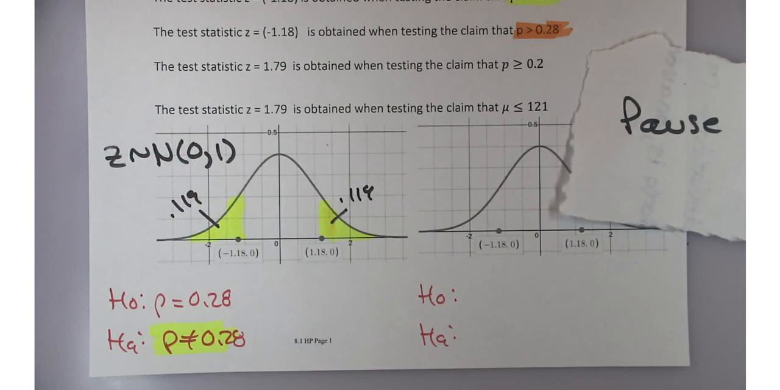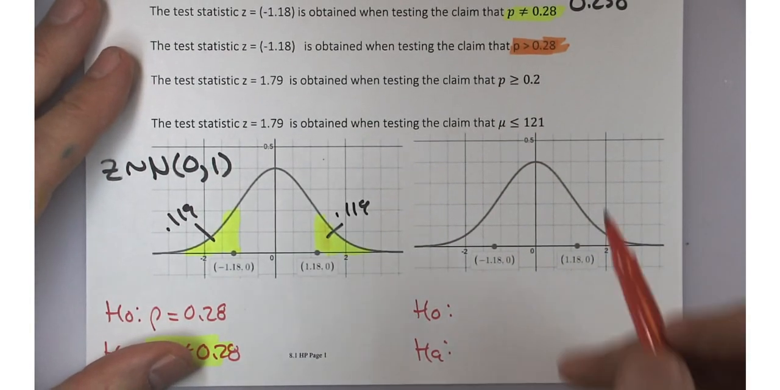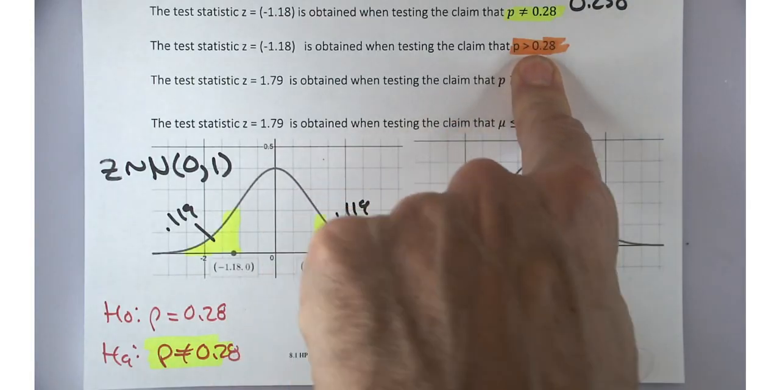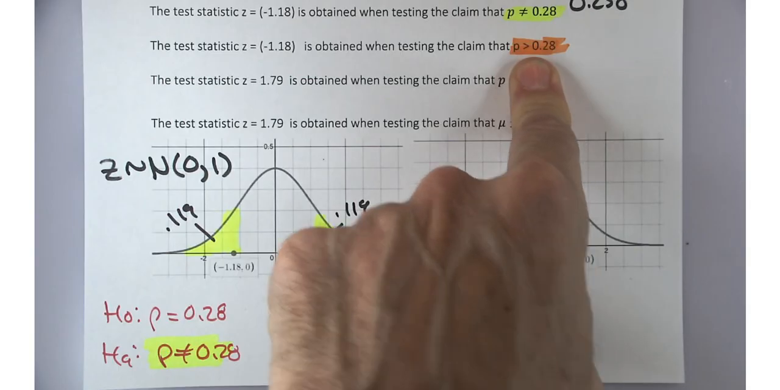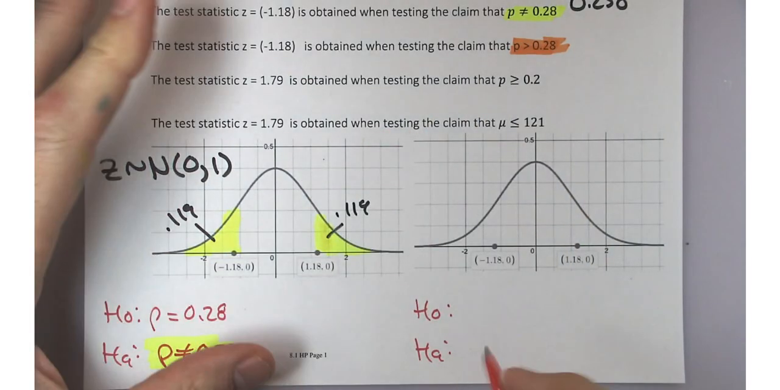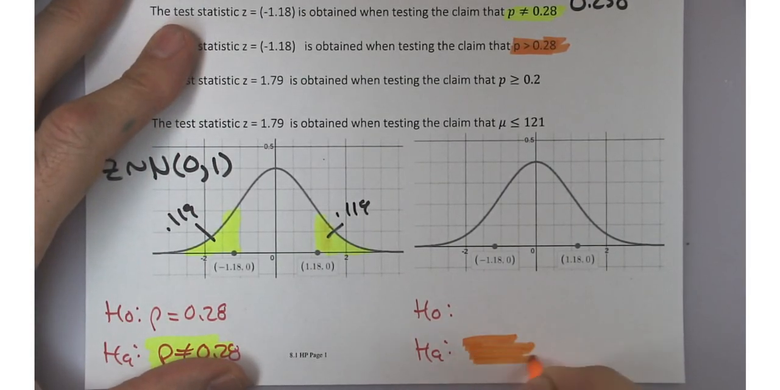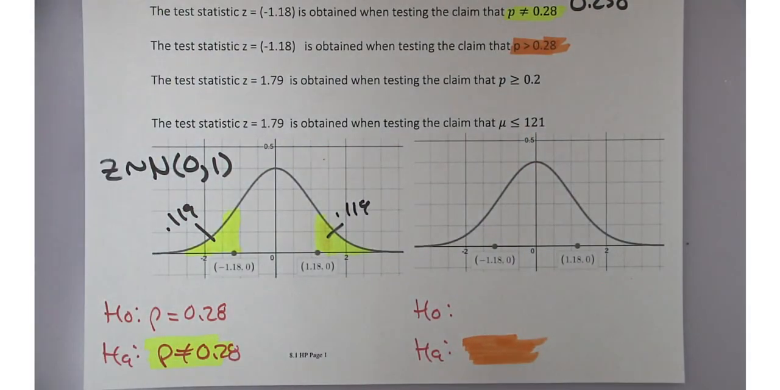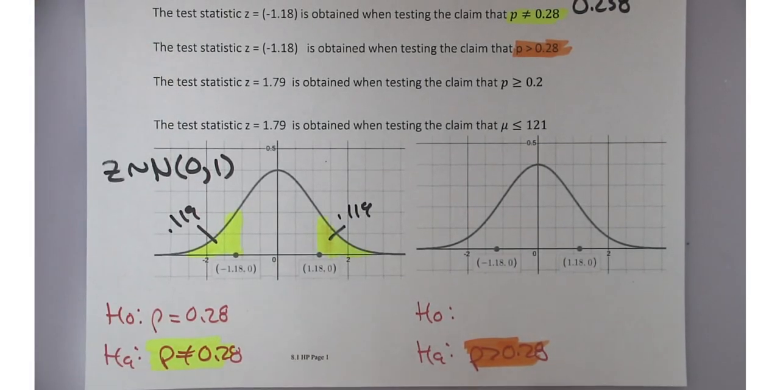And then the next thing we have to figure out, I get it. You got to start with HO and HA first. Okay. So the way to start these out is with HO and HA. Does this contain the possibility of equality? No. If it doesn't contain the possibility of equality, it can't be in HO. So it has to be in HA. So this one has to go here. It's going to be part of HA. P is greater than 0.28. All right, wonderful. So if that's here, what am I going to put here?